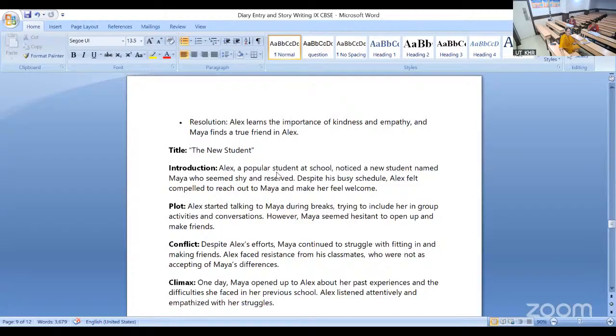Introduction. Alex, a popular student at school, noticed a new student named Maya, who seemed shy and reserved. Despite his busy schedule, Alex felt compelled to reach out to Maya and make her feel welcome.